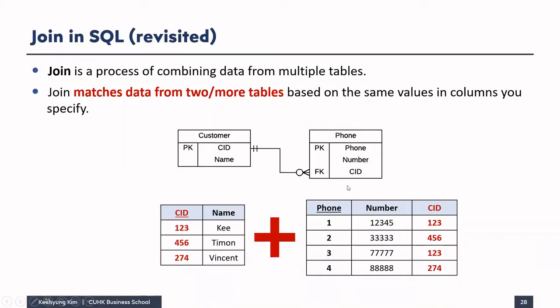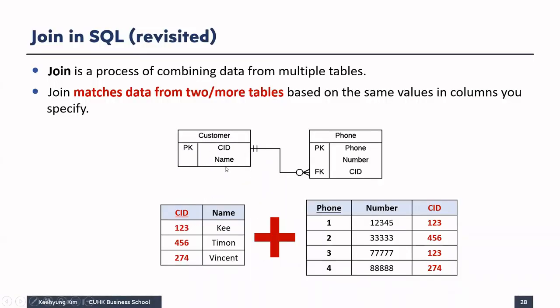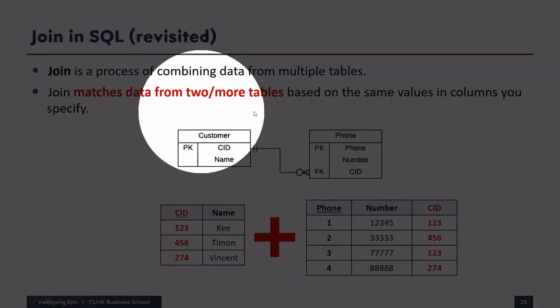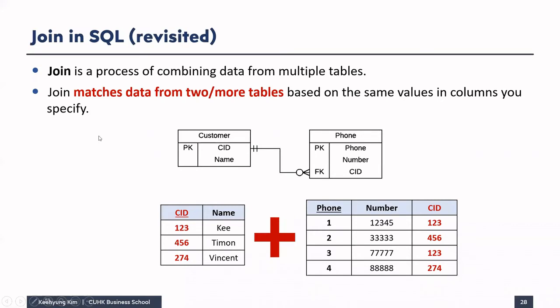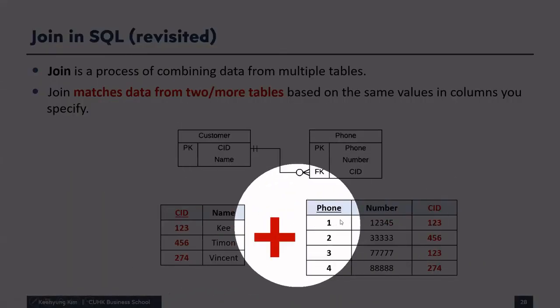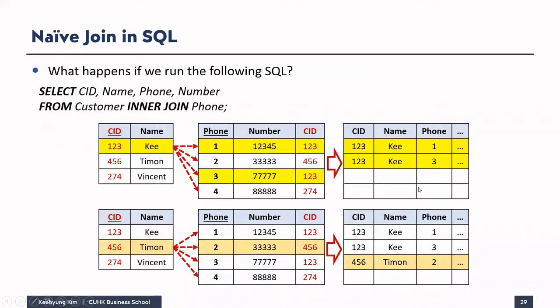And in the relational database, to know which phone number this customer has, we have to use the join. Basically, using join, it will match data from two or more tables based on the same value in the column you specify. So we have these tables, and we use join based on the primary key and the foreign key. That's what we talked about last time. And then last time I gave you an example of how the join works.